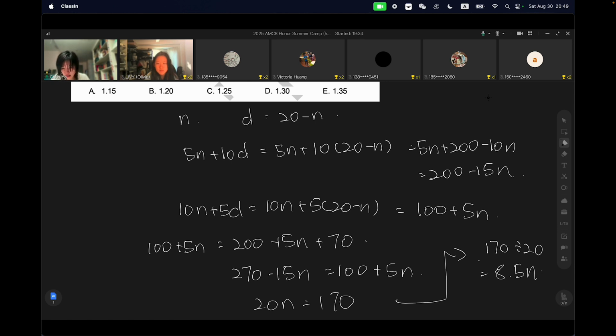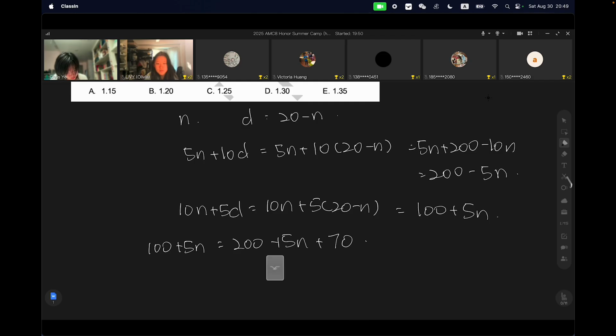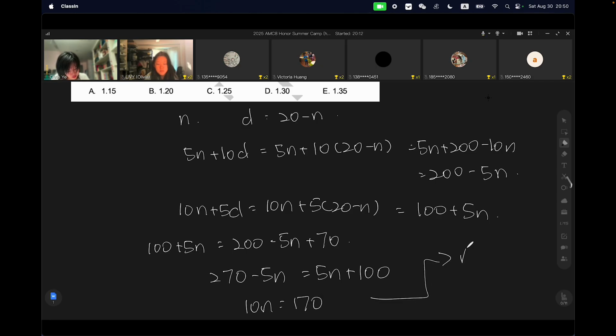And therefore, it asks how much are her coins worth. Wait, let me solve it real quick. Oh, wait. This is supposed to be 5n. Wait a second, sorry. So it's 200 minus 5n. And I'll resolve this real quick. So basically we have that 100 plus 5n equals 200 minus 5n plus 70. So we have 270 minus 5n equal to 5n plus 100. And 10n would be equal to 170. So therefore, n is equal to 17.